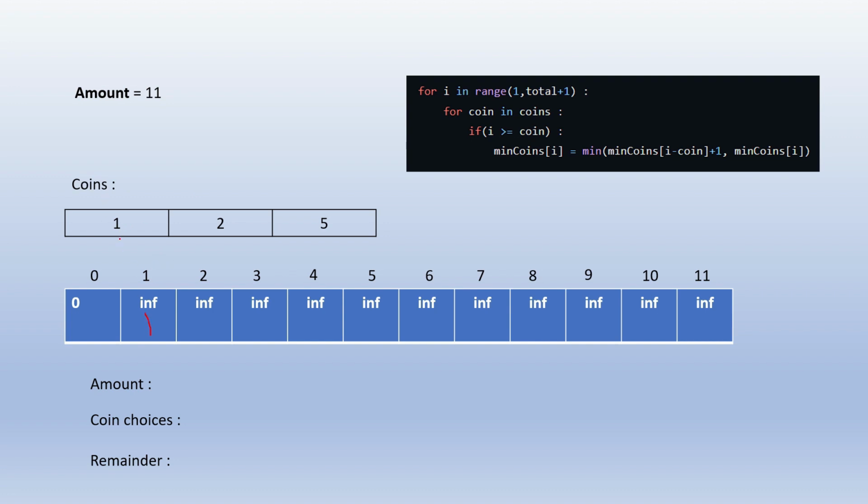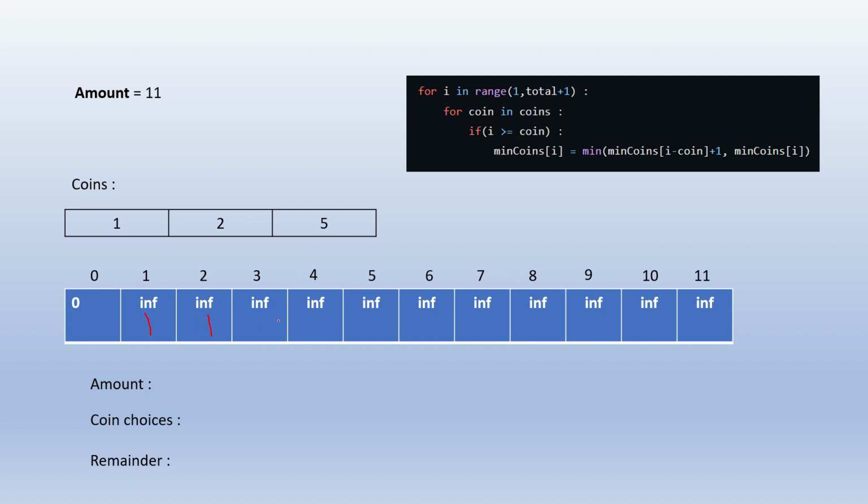So 1 coin, 1 rupee coin is required to make the sum 1. If we take 2, we check what values are less than or equal to 2. 5 is greater than 2, 2 is equal to 2, and 1 is less than 2. So we have 2 and 1 that are less than or equal to 2. So if we take 2, 1 coin is required to make the sum 2 and the remainder is 0.